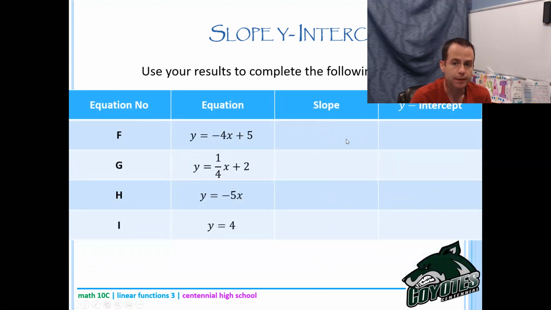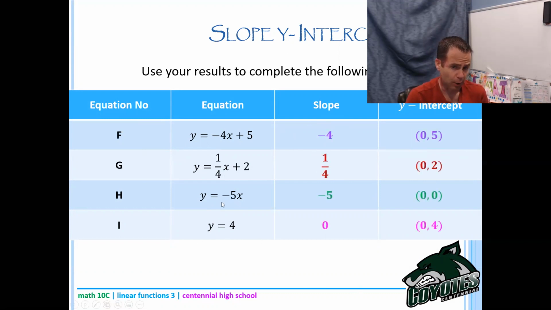For f, the slope is -4, and the y-intercept would be (0, 5). For g, the slope is 1/4, and the y-intercept would be (0, 2). For h, the slope is -5, and the y-intercept would be (0, 0) again. And then for i, notice that there's no x, which means there's no number in front of x, which means the slope is 0, and the y-intercept is (0, 4). That actually would be the y-intercept. A reminder that that would be a horizontal line, y equals 4. Y equals any number is a horizontal line at that number, and x equals any number would be a vertical line at that number, okay?